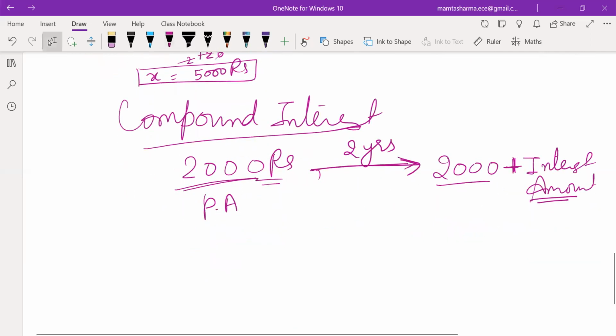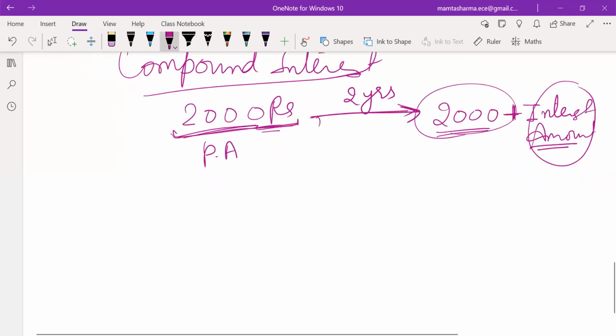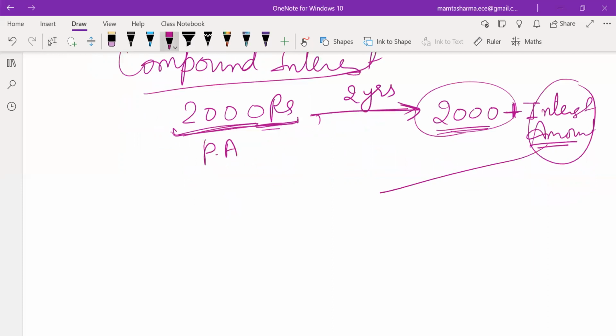If I borrow some money from the bank, and if you borrow this money from your close friend, then you don't have to pay this interest amount. You can pay 2000 directly after 2 years, 4 years, 5 years, 6 years. She will not mind it. Whenever you are returning, you may return, but for the bank there is a rule. This money can be returned as it is, but with this money you have to pay some interest amount.